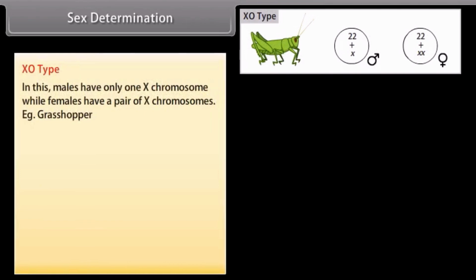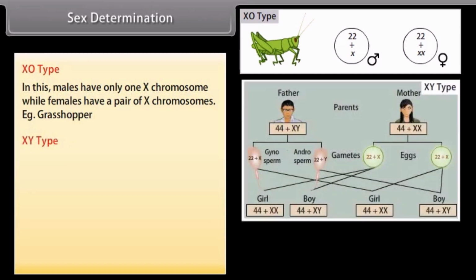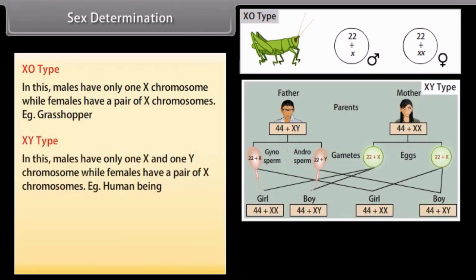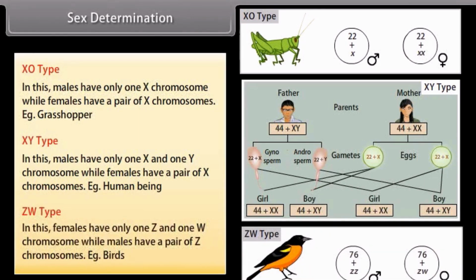XO type. In this, males have only one X chromosome, while females have a pair of X chromosomes. Example, grasshopper. XY type. In this, males have one X and one Y chromosome, while females have a pair of X chromosomes. Example, human being. ZW type. In this, females have one Z and one W chromosome, while males have a pair of Z chromosomes. Example, birds.